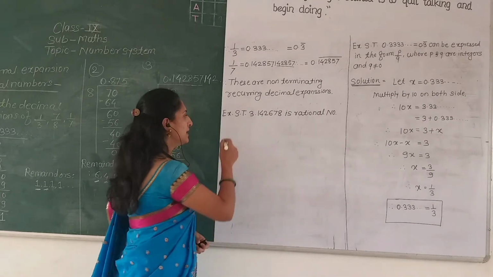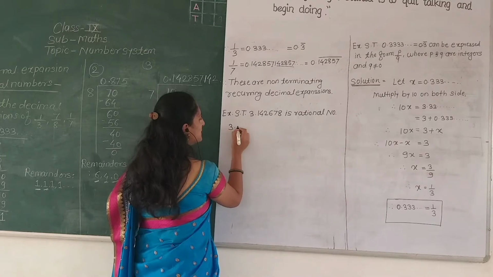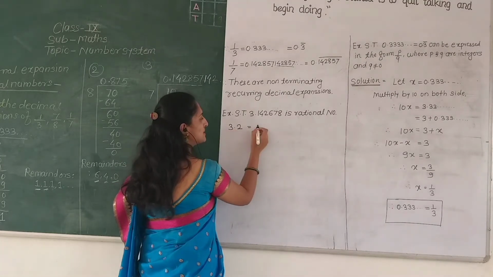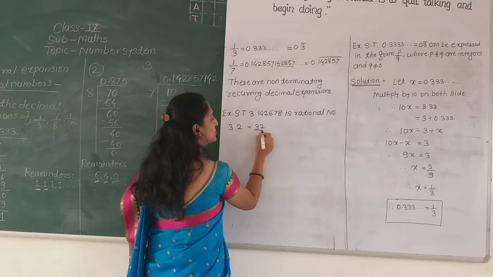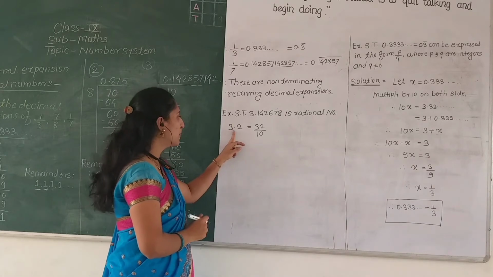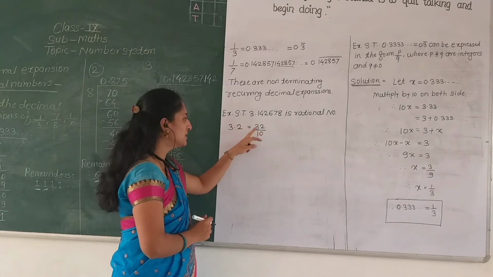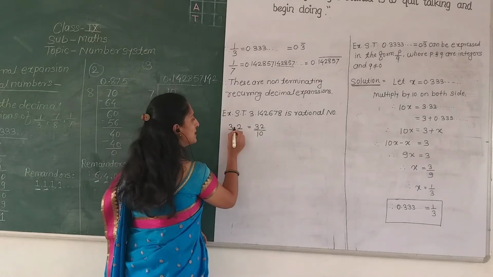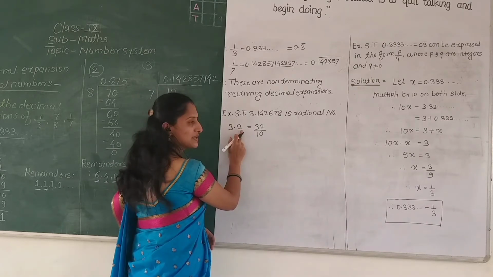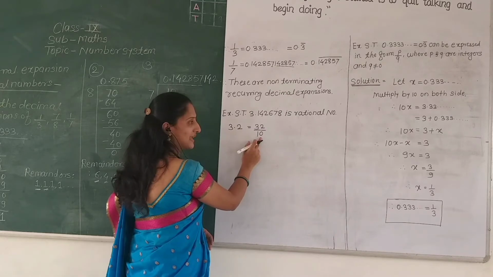Now tell me if this number is like 3.2. So we can write here 3.2. This number can be written as 32 upon 10. Right? You know that? 3.2 can be written as 32 upon 10, since there is only one number after the decimal point. So denominator is 10. Okay.